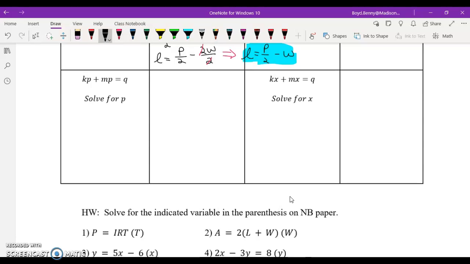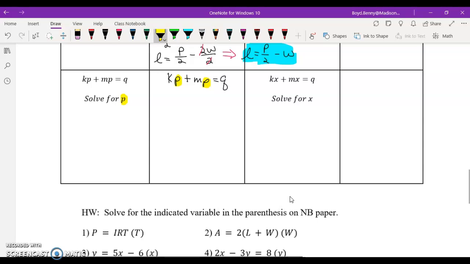This one's a little different. kp plus mp equals q. This looks like just a random equation somebody came up with. I don't know that it has anything to do with any specific electronics or anything. It might, but I don't know. Okay, here we're being asked to solve for p, but I notice that I have p in two terms here. Okay, and I need just one p.